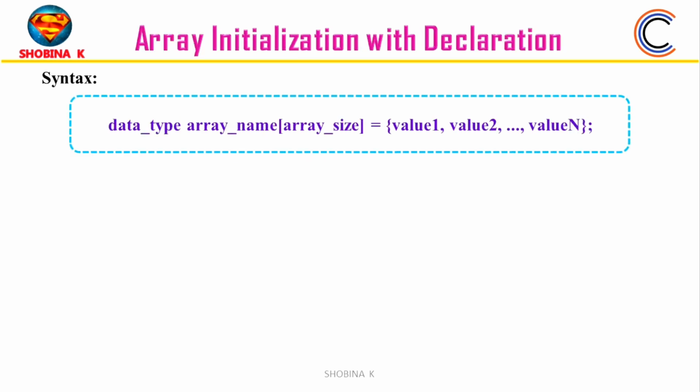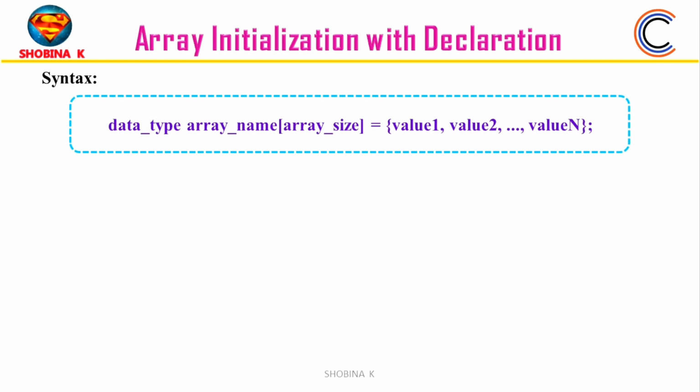Next, we have array initialization with declaration. Here we initialize an array at the moment of declaration. This is the concise way to set values for your array elements. Here is the general syntax. Data type, array name, array size equals value 1, value 2 up to value n.